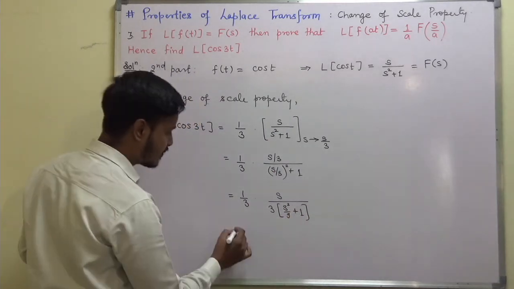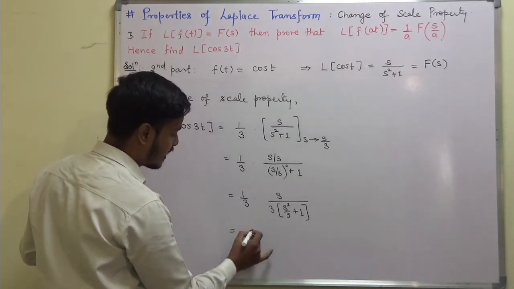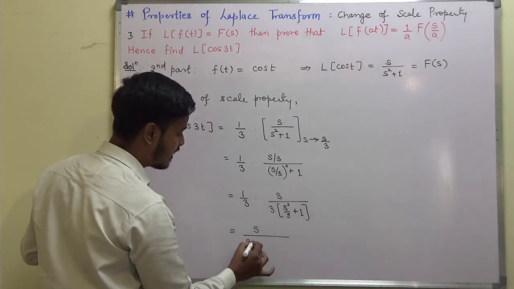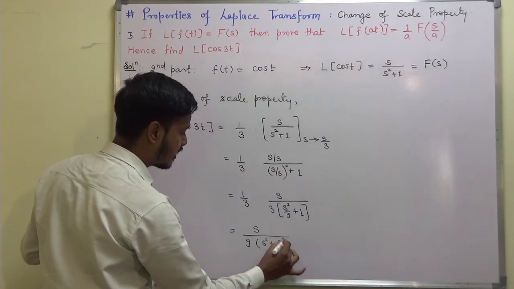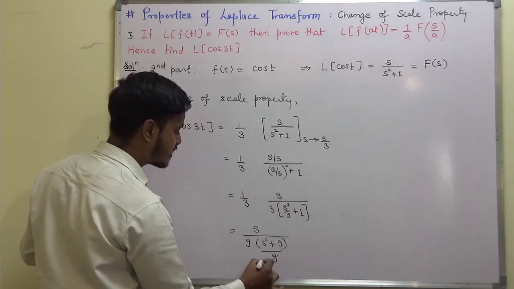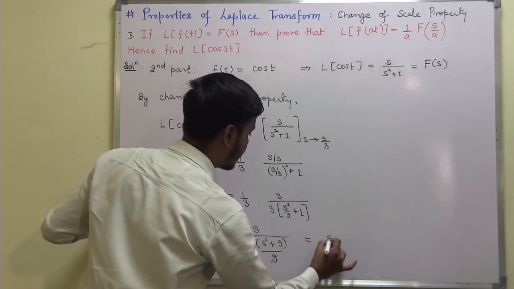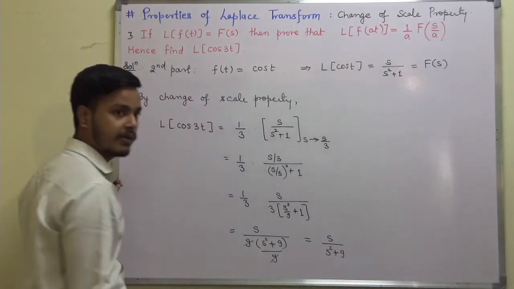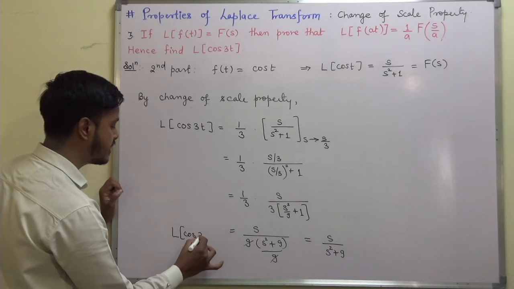Okay, so this is s upon, what is it? 3 3s are 9. Take LCM of this. So this is s square plus 9 by 9. So this 9 gets cancelled. So we remain with s upon s square plus 9. Okay, so this is my Laplace transform of cos 3t.